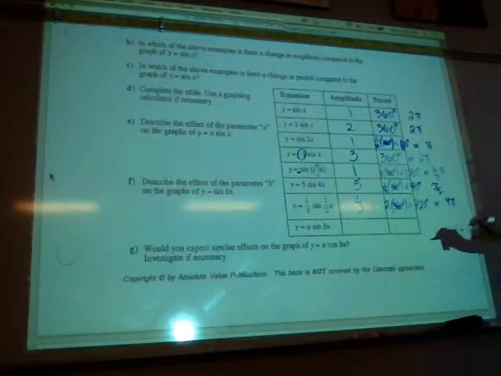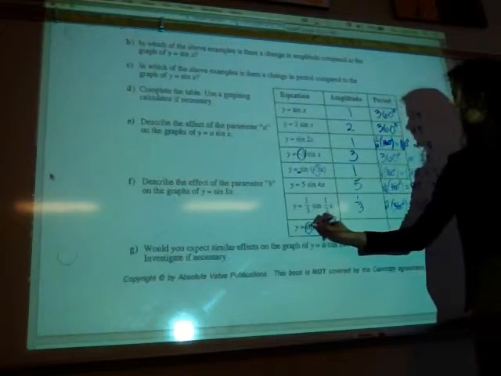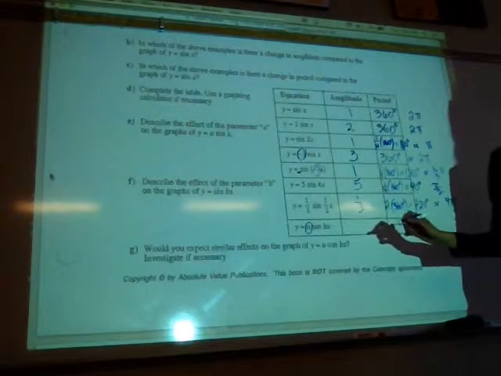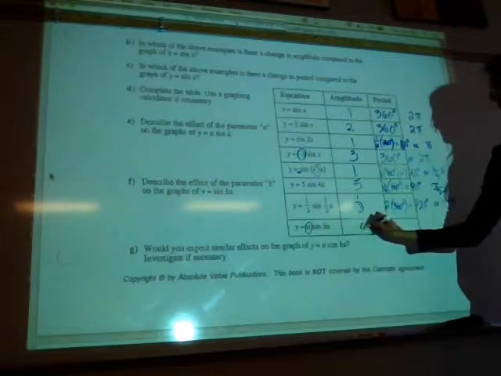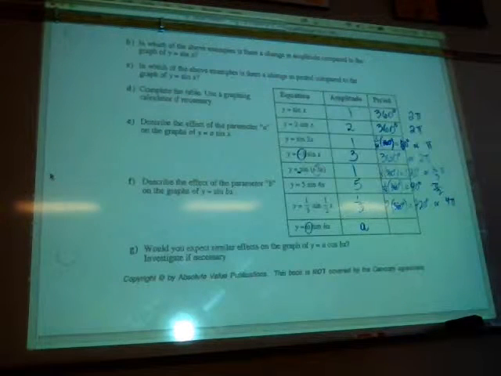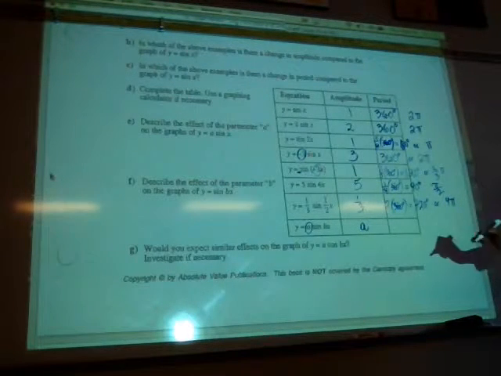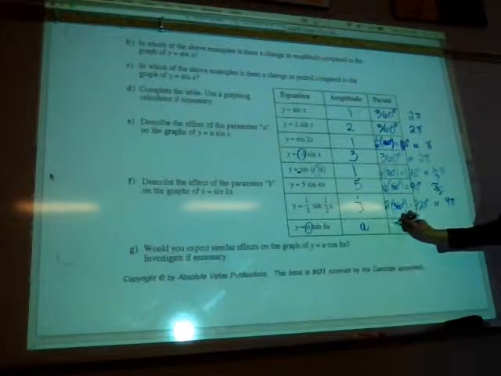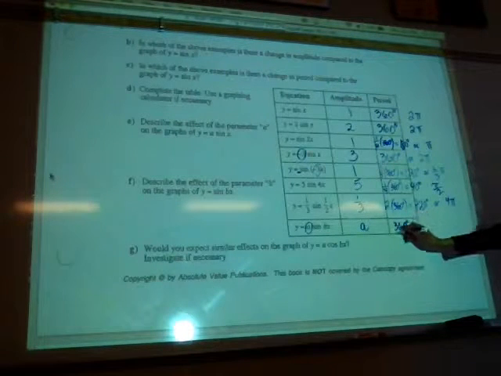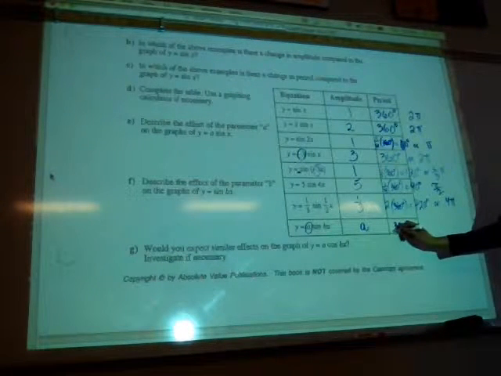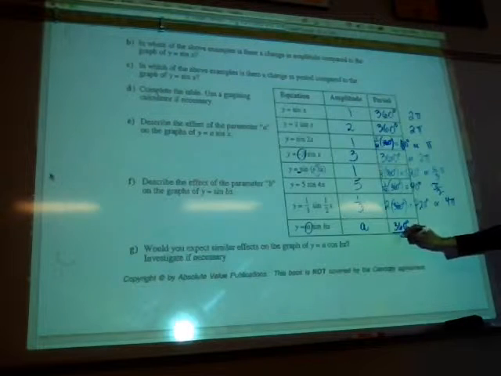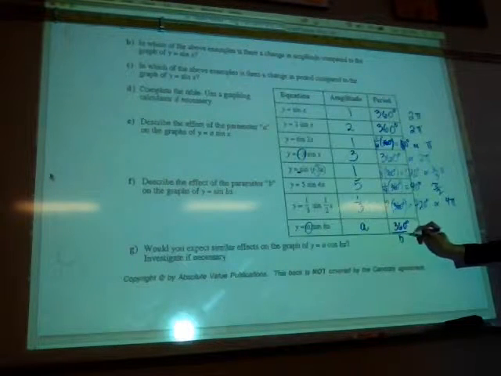So in general, what we're seeing is that the amplitude is given by the vertical stretch factor, A. Okay, and the period will be 360 degrees multiplied by 1/b, or we could write it as 360 degrees divided by b.